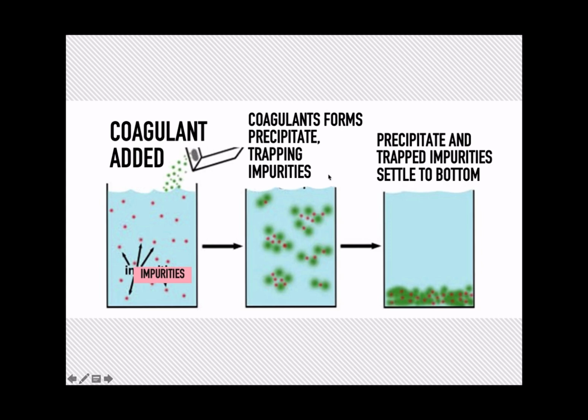As we can see from this picture again, coagulants such as aluminum or aluminum sulfate are added, and then impurities will be trapped in those precipitate forms by the coagulants. And then by the gentle mixing or stirring called flocculation, the precipitates will settle to the bottom and can then be removed by sedimentation and filtration.